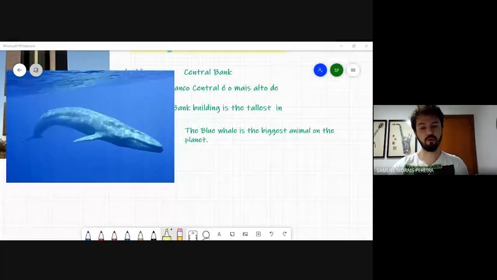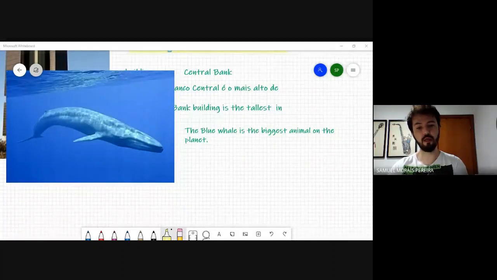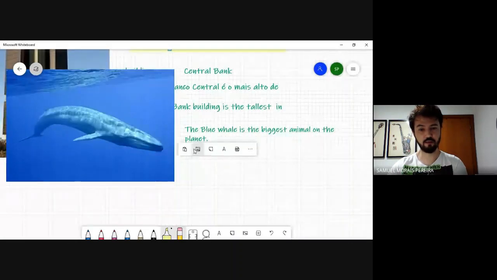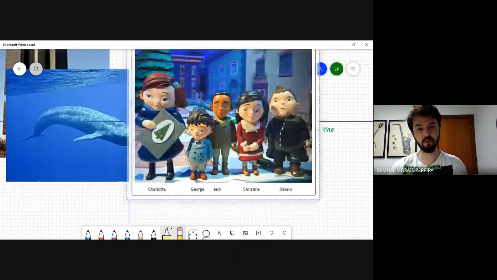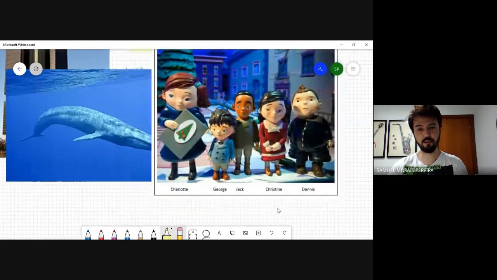So I'm gonna show you now another picture, okay? This is the picture of a group of children, na verdade. And you have here their names, okay? So take a look. I'm gonna make it bigger so that you can better see it, okay? So you can see, I have a group of children here. I have Charlotte, George, Jack, Christine, and Dennis. Katya, who is the tallest child?